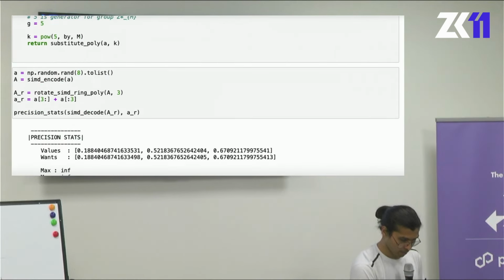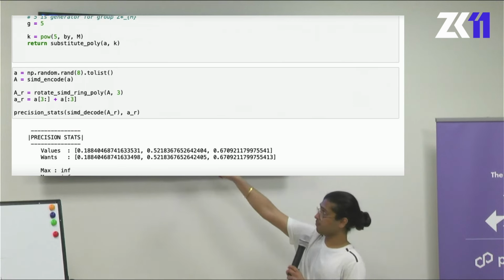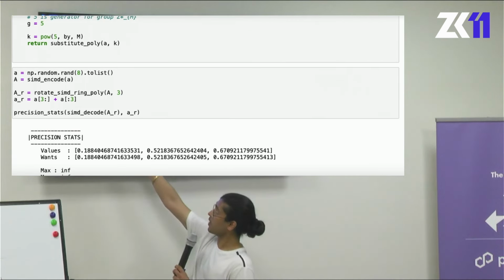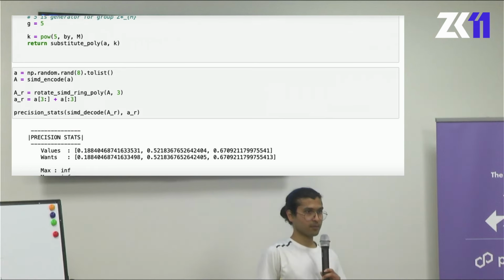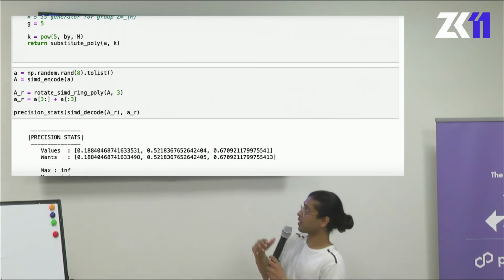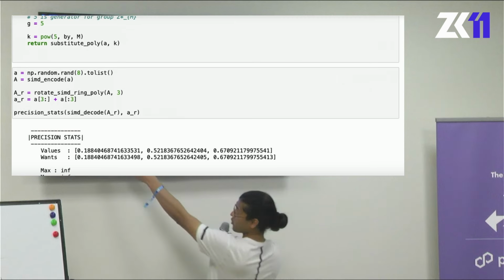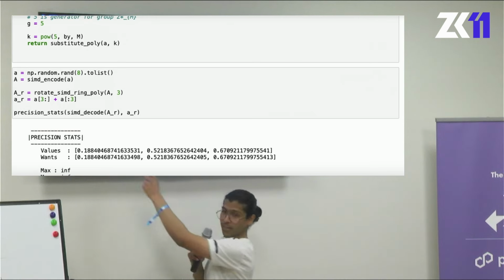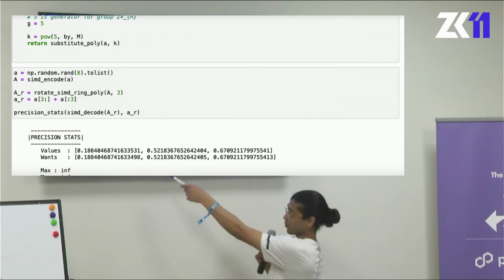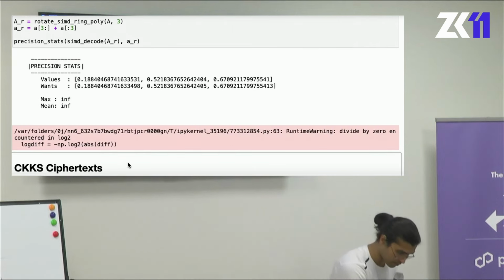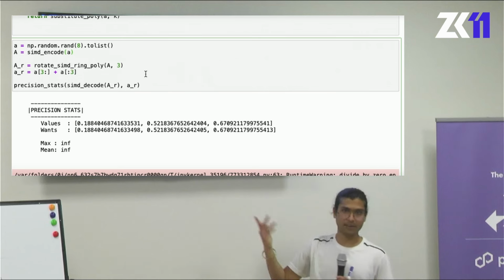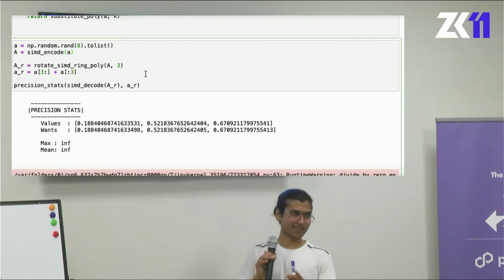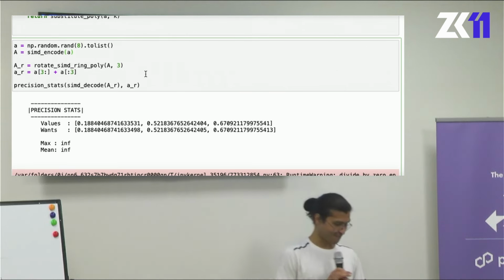And over here, what I'm doing is sampling a random vector, SIMD encoding it, and then rotating it and checking whether it matches the rotation or not. So I rotated it left by 3, and then I checked whether the rotation matches the element-wise rotation or not, and that's what I'm printing over here, and it turns out it works. And infinite, in fact, means that it's exactly the same thing.